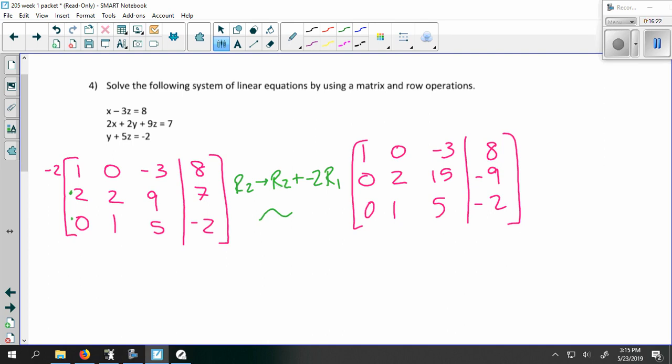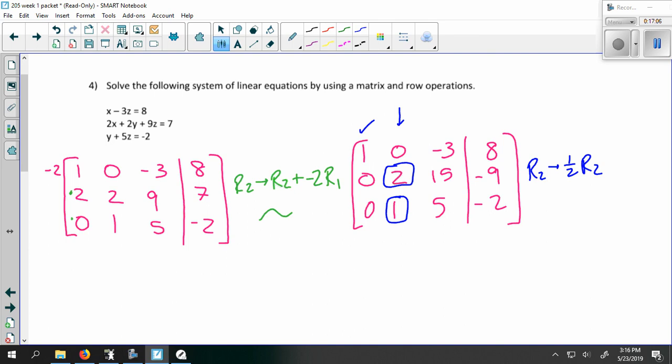So column 1 is set. I have zeros underneath row 1. Now I'm going to work on column 2. The goal is to have zeros underneath row 2. So I need that to be a 0. Sometimes it's helpful to scale a row to do this. So I think I'm going to scale row 2 before I move on. I'm going to make row 2 1/2 of row 2. It's always helpful to have the pivot you're working on be a 1.